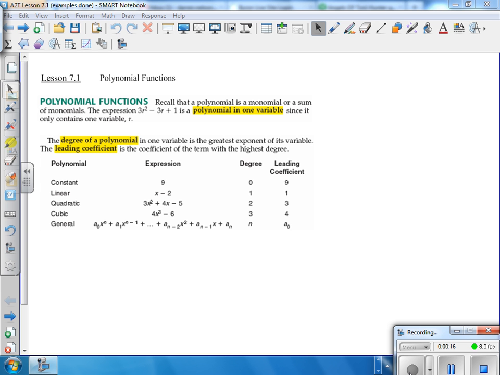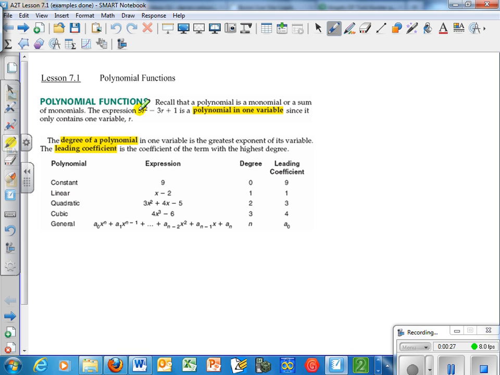But polynomial function, recall that a polynomial is a monomial or sum of monomials. Sum of monomials means like a binomial, 2 terms, trinomial, 3 terms. So they give you an example here of 3r squared minus 3r plus 1. That's a polynomial with one variable, because the only variable in it is r.